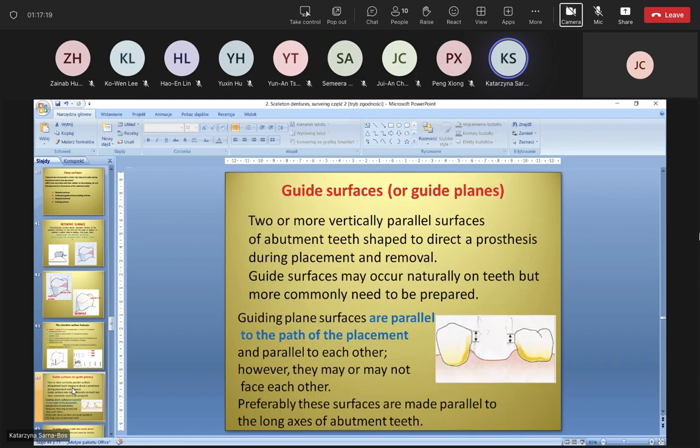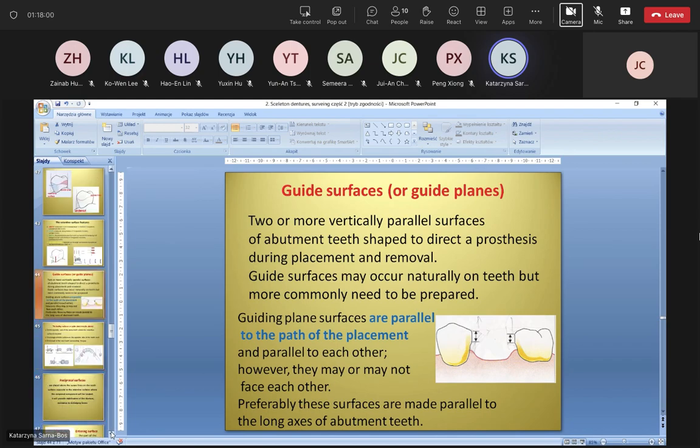And now guide surfaces or guide planes. These are two or more vertically parallel surfaces of abutment teeth shaped to direct a prosthesis during placement and removal. Guide surfaces may occur naturally on teeth, but more commonly need to be prepared. Guiding plane surfaces are parallel to the path of placement and parallel to each other. However, they may or may not face each other. Preferably, these surfaces are made parallel to the long axis of the abutment tooth.